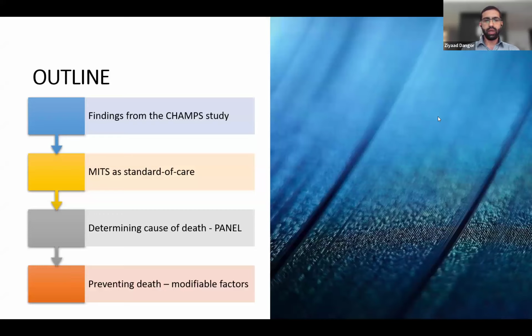And then we're going to have a small game at the end where our panelists from Stellenbosch and from Durban are going to see if they can determine the cause of death in a few cases and looking at what are the modifiable factors to prevent those deaths.